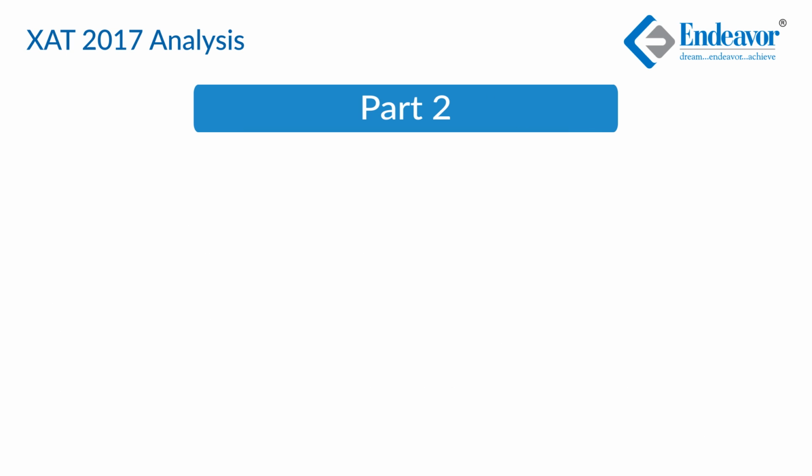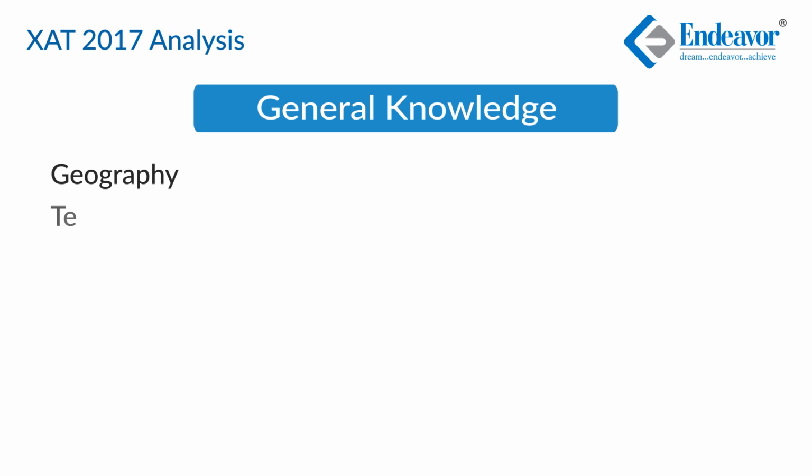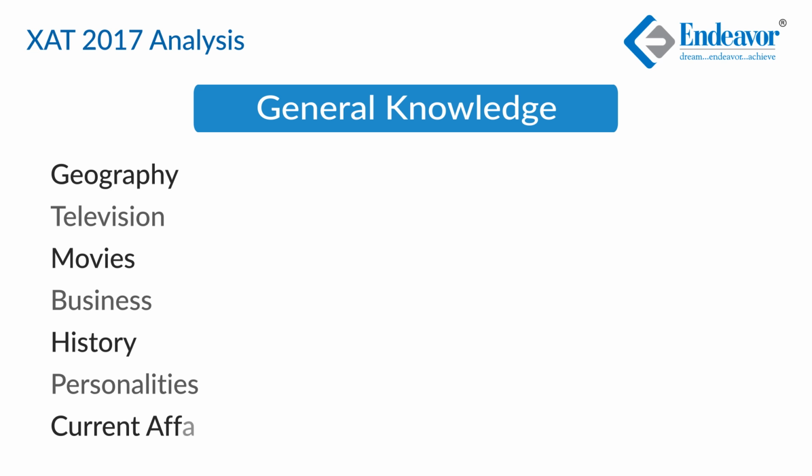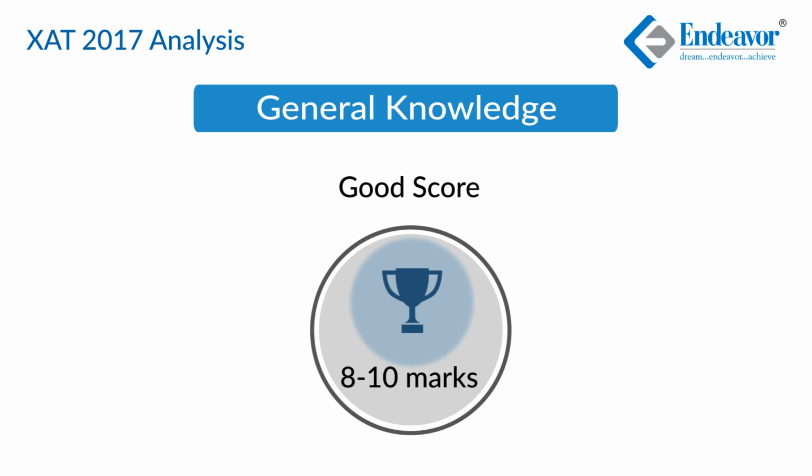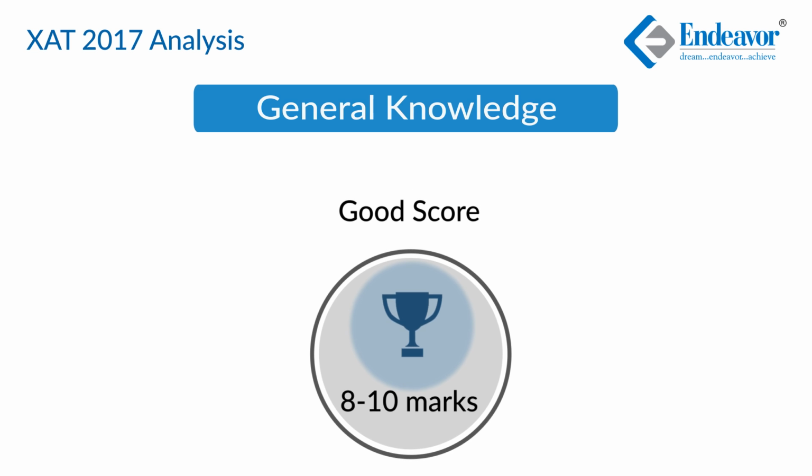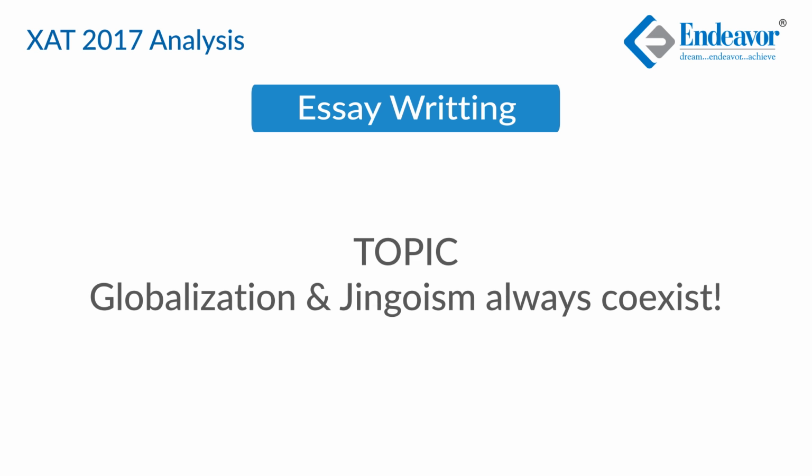Part 2 of the XAT 2017 paper, the GK section, was a very good mix of geography, TV, movies, business, history, personalities, and current affairs based questions. A score of 8 to 10 can be considered a good score. Just because it is not considered for a percentile, a lot of kids end up taking this reasonably lightly. The second section is essay writing.